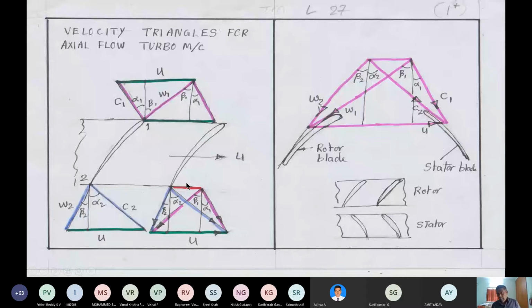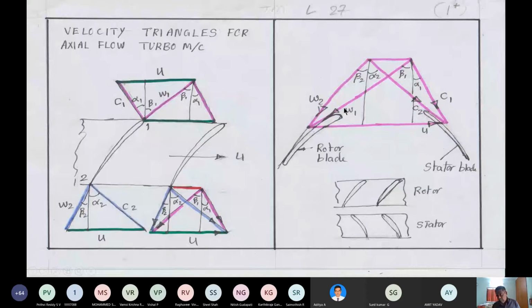Now in this combined thing, you can actually show the direction of the blades, or the blades can be indicated like this. If you look at this point, the relative velocity is at W1, and when the flow leaves, it is at W2. So I can think of a blade, a shape like this. I can put it here, and that is actually the rotor blade.